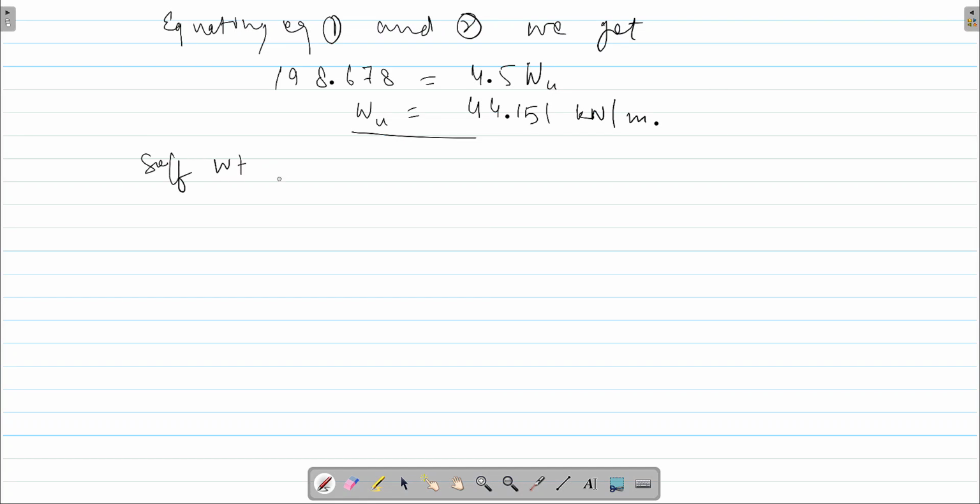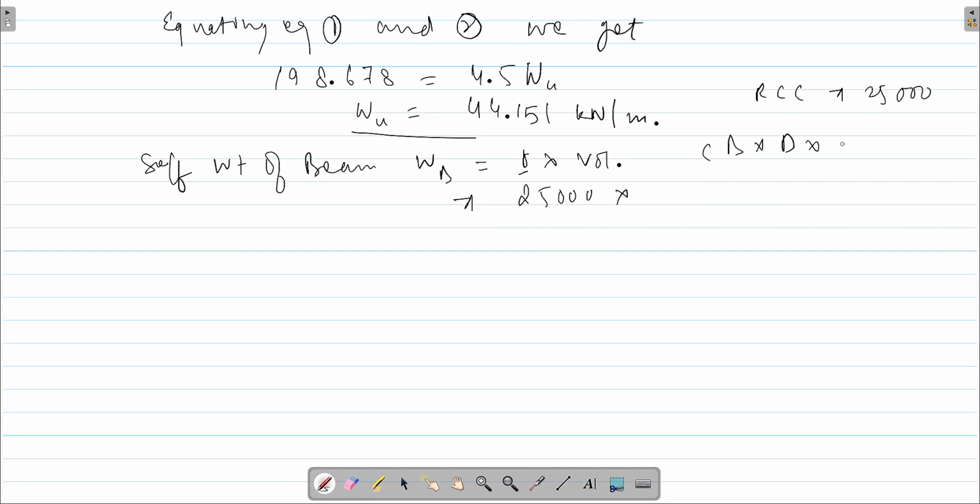So the self weight of the beam can be calculated by W. Let's say WV is the self weight of the beam. Self weight of the beam can be calculated by multiplying unit weight into volume. For RCC we have unit weight value as 25,000, and the width and the depth of the beam are already given, and we'll consider a unit section. So 25,000 into volume. Volume is B into D into H, H is unit.